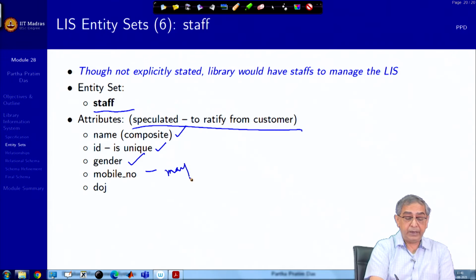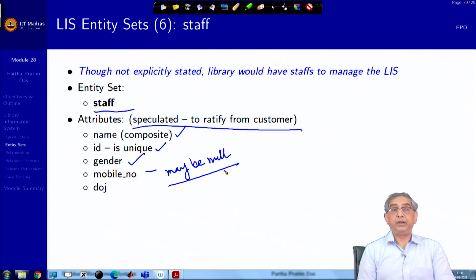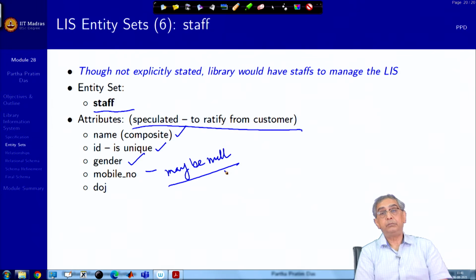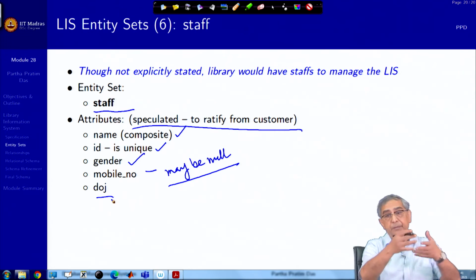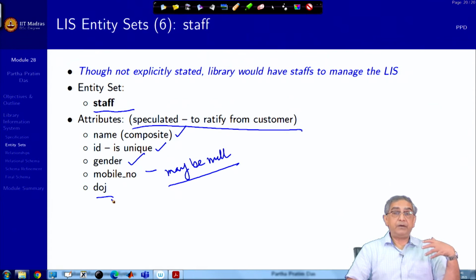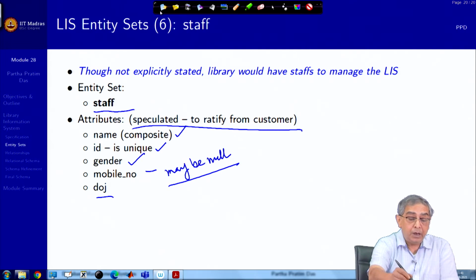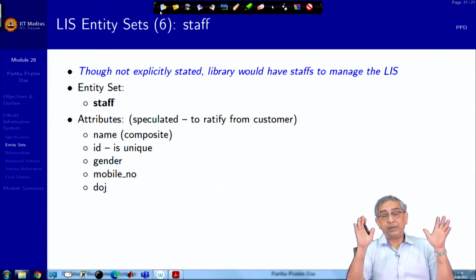gender will be there. Whether the staff is allowed to operate without a mobile or must be with a mobile is a question you will have to ask the customer. If they are allowed to do that, then it can be made null, and null will be allowed. Date of joining will be there, and there may be more, like you may want certain staff positions to decide what kind of membership they will have, and so on.